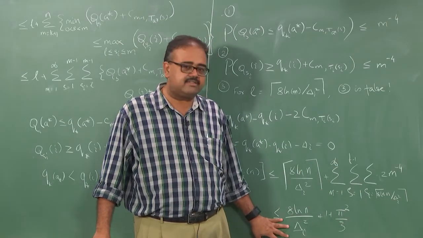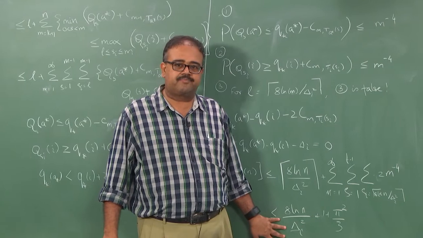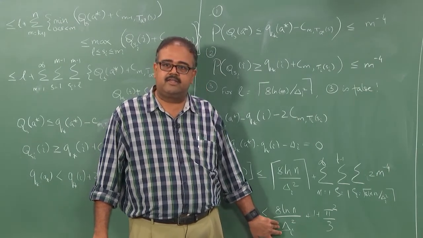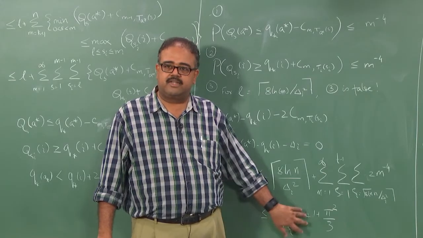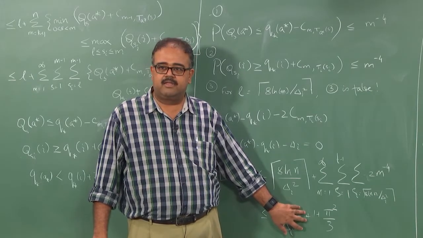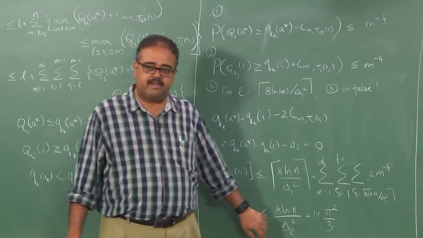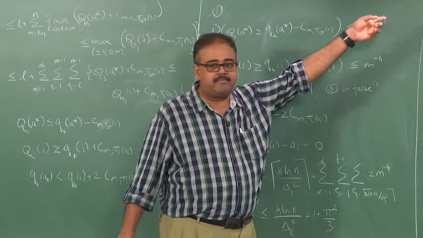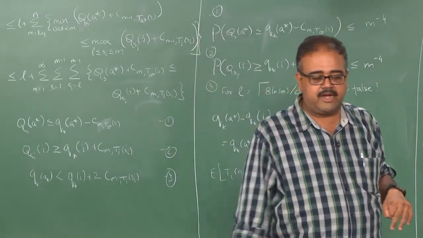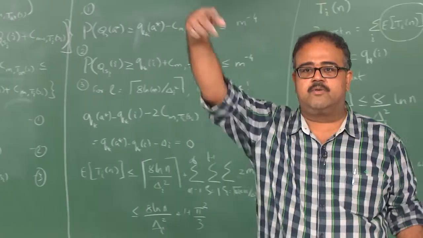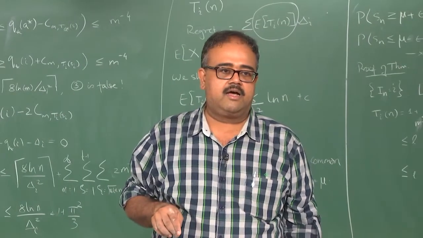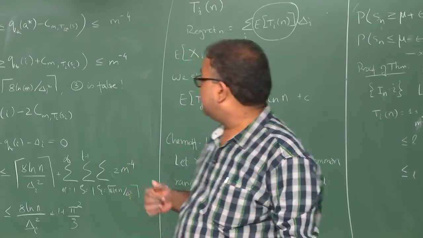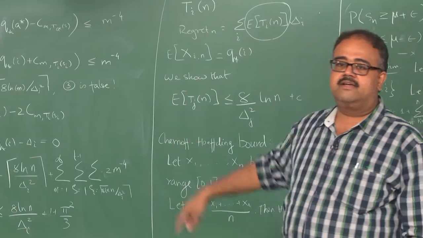What is really of interest is this 8 ln n by delta I squared, because this is the one where you are going to get messed up a lot, because it has the ln n term and it also has your delta I squared. But this is only the expected value of T_i(n). You have to multiply it by delta I to get the total regret, and you have to sum over all I. So that is essentially the final expression that we have, the expression that I erased here.